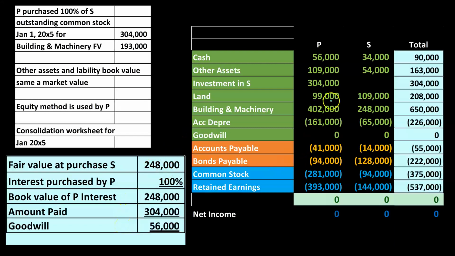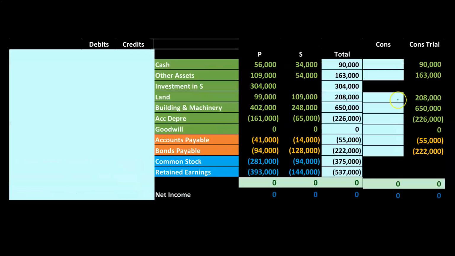So then if we were to add this across, so P plus S, just like we've seen before, we just do our adding across. We're going to get to these total numbers over here, and that's going to be our starting point that we can now think about doing the elimination entries or the consolidation entries. That's what we'll do now. So similar process with the consolidation entries. We know that we have this investment account here. That's got to be removed. We know we basically have to remove the equity section down here.